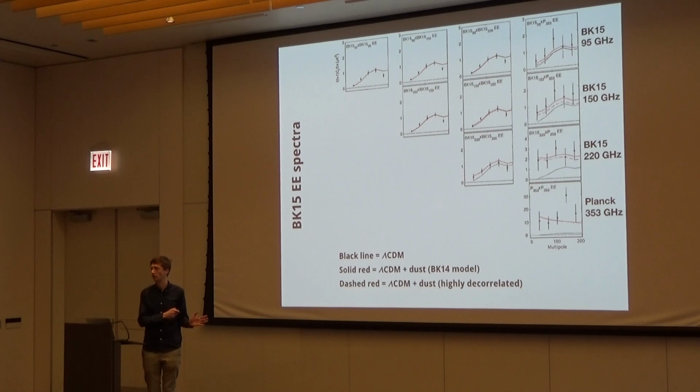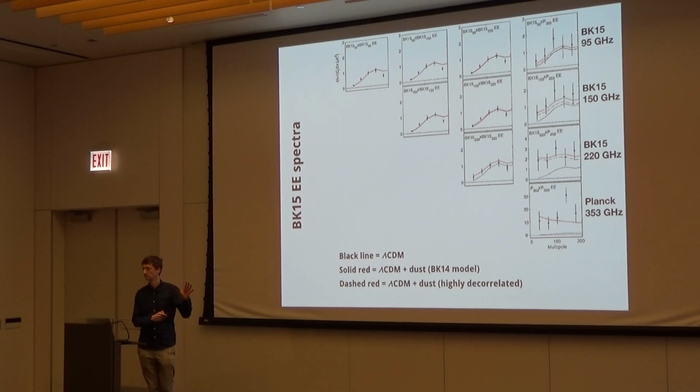You know, the foregrounds are not adding significantly compared to the CMB E-modes. But at 220 gigahertz, you can see that the foreground is a significant increment over lambda CDM, and for Planck, even in our field, which is an extremely clean field, the Planck E-modes are dominated by the dust foreground.